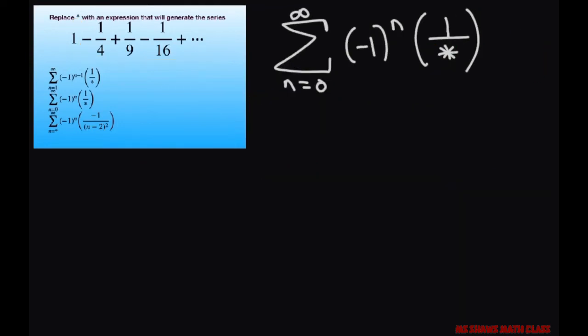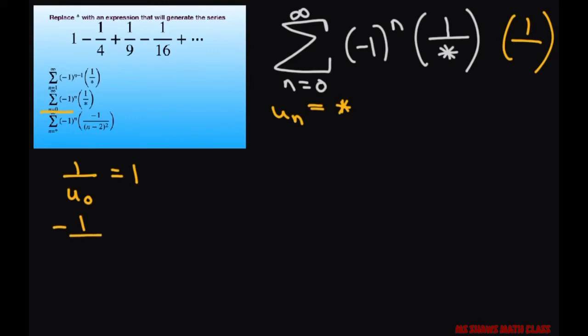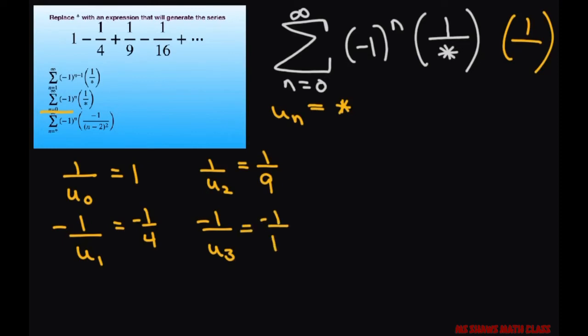Okay, let's do the next one. Okay, the next one's similar, but we're starting with 0. So again, we're going to let u sub n equal the value of our star. So we want this to be 1 divided by something. All right, and we're starting with n equals 0. So we have 1 divided by u sub 0 equals 1. Negative 1 divided by u sub 1 equals negative 1/4. 1 divided by u sub 2 equals 1 divided by 9. And negative 1 divided by u sub 3 equals negative 1 divided by 16.